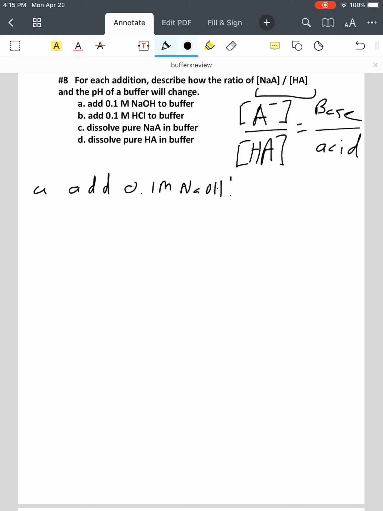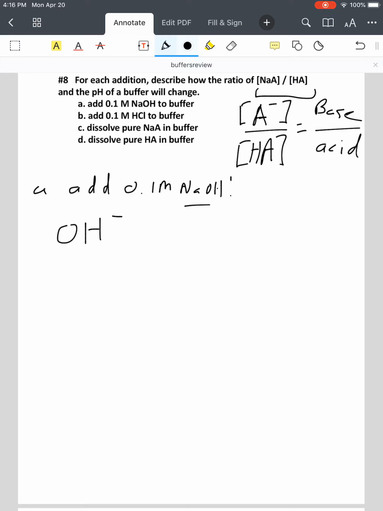NaOH. What's going to happen? Well, this 0.1 molar NaOH is basically a source of OH minus, isn't it? If I add that to my buffered solution, I have to account for it. I have to do something with it. I can't just let it float around in solution, because if it does, it's going to affect the pH. It will change the pH.